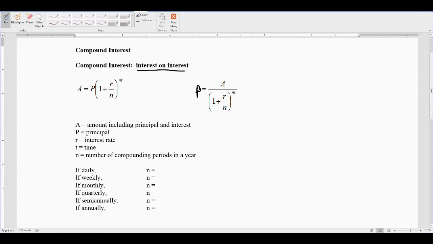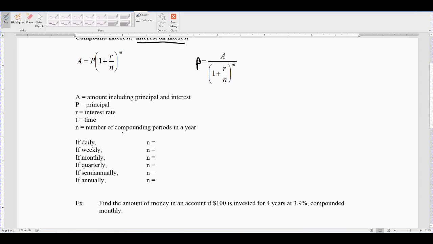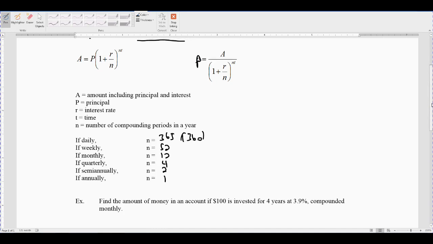So let's talk about the N for now. Daily, we're going to use 365, but your book may say 360, so whatever the book says, go with that. Weekly is 52. Some people don't know this: there are 52 weeks in a year. Monthly, there are 12 months in a year. Quarterly is 4 quarters in a year. Semi-annually, that's twice a year, and annually is once. So those are all the numbers you're going to be using.